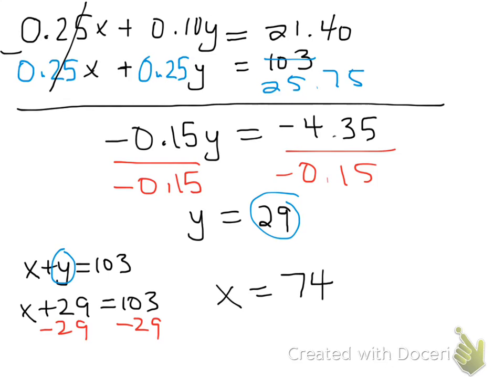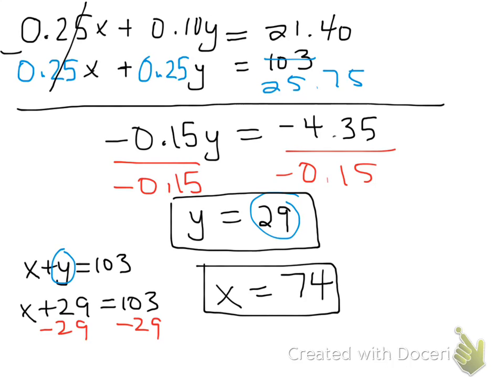So let's give some meaning to this solution. X equals 74, y equals 29. It's an ordered pair on the graph. Now this point is going to satisfy both equations, so it's on both lines. So it's the intersection point of the two lines. And I have 74 quarters and 29 dimes, totaling 103 objects, and I should have exactly $21.40.